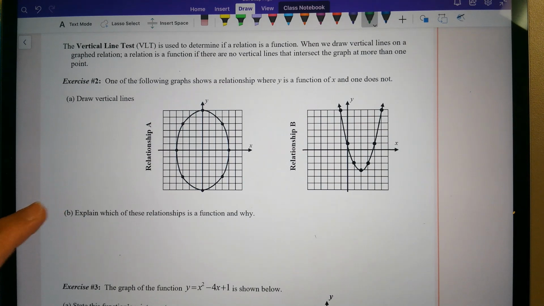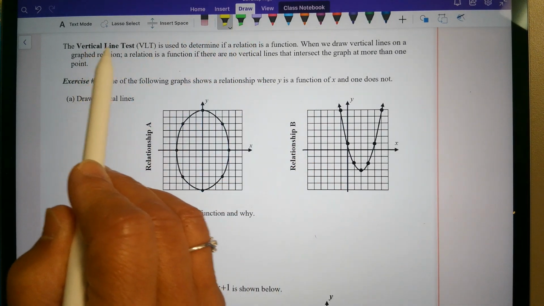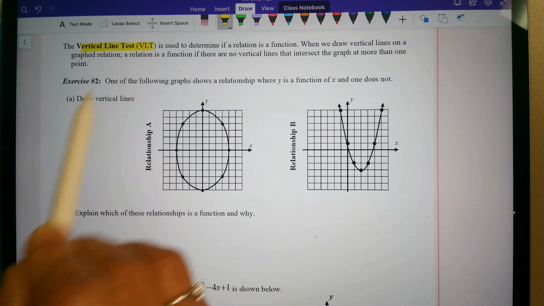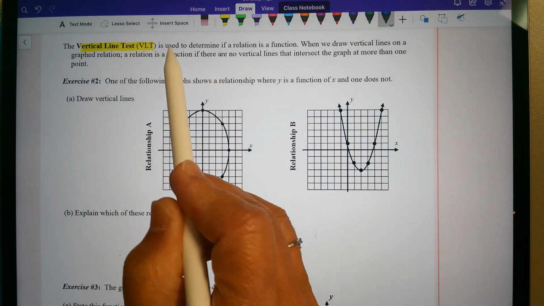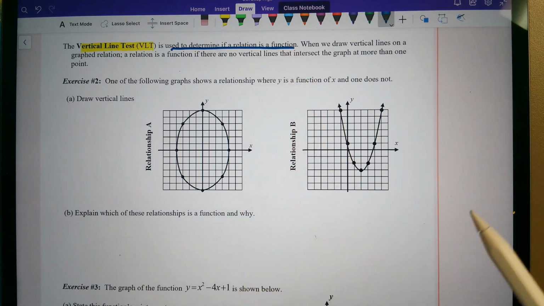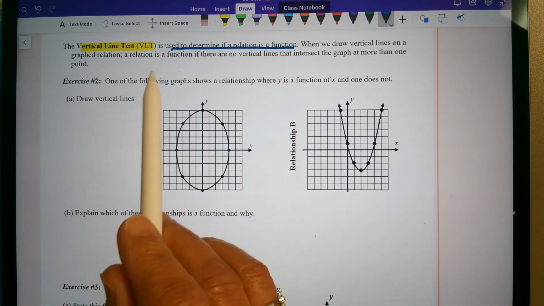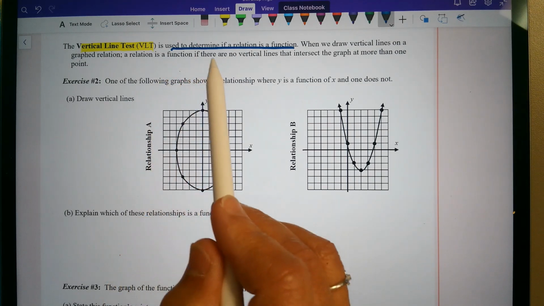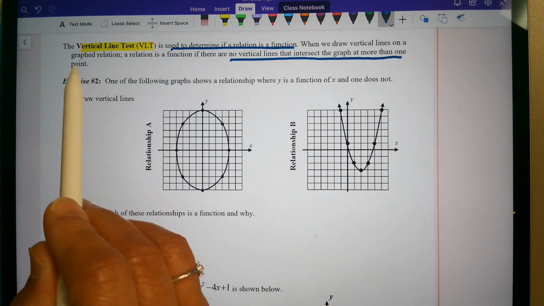Determining whether or not a graphed relation is a function. Hopefully you recall the vertical line test. The vertical line test, or VLT, is used to determine if a relation is a function. When we draw vertical lines on a graphed relation, a relation is a function if there are no vertical lines that intersect the graph at more than one point.